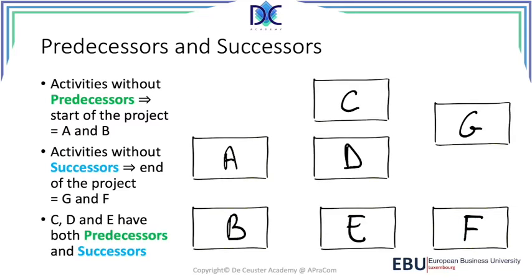And of course we have C, D and E, which have both predecessors and successors. For example, C and D have predecessor A, and A has 2 successors, C and D. B has 1 successor, which is activity E. Then we have G, which has 2 predecessors, C and D, and both have 1 successor. And the final step, E to F. F is the successor of E, so E has F as a successor and F has E as a predecessor.